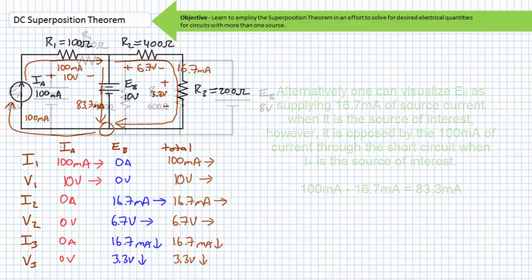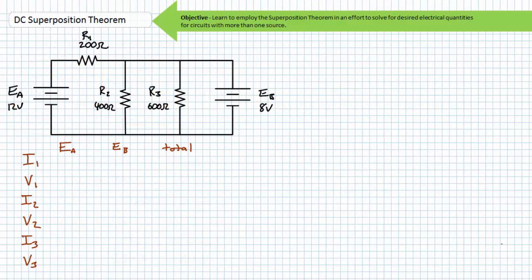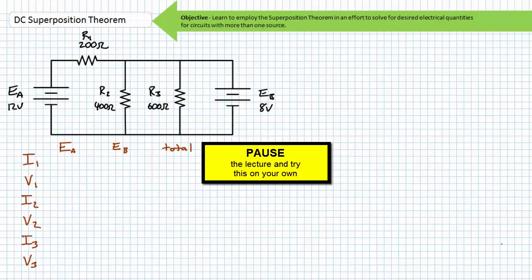Let's try another illustrated example problem. By all means, pause the lecture and see if you can use the superposition theorem to solve for the voltage drop across and the current through each resistive element. Before you begin, here's a hint. The inclusion of shorts or opens may change the fundamental nature of the as-analyzed circuit.